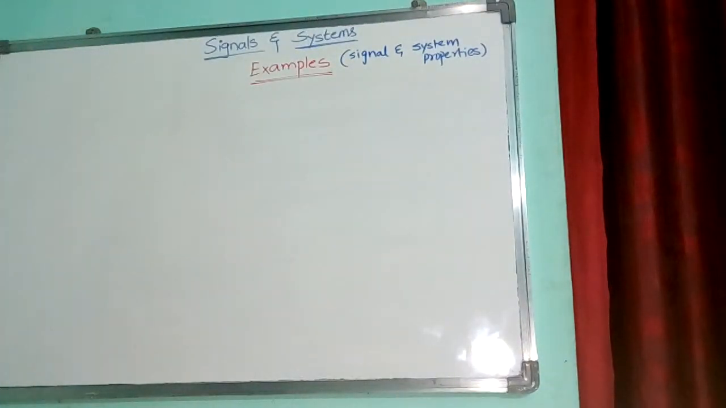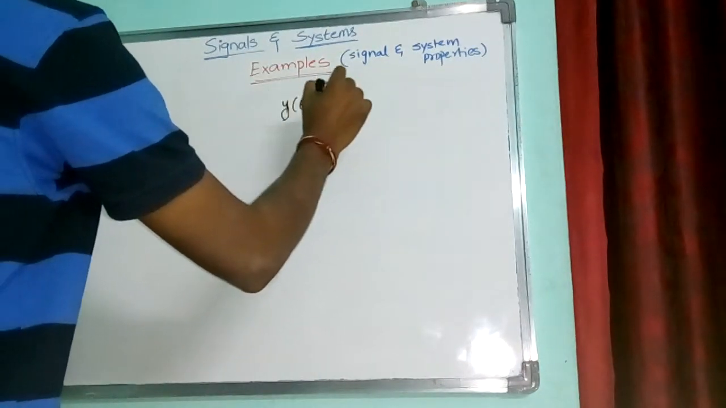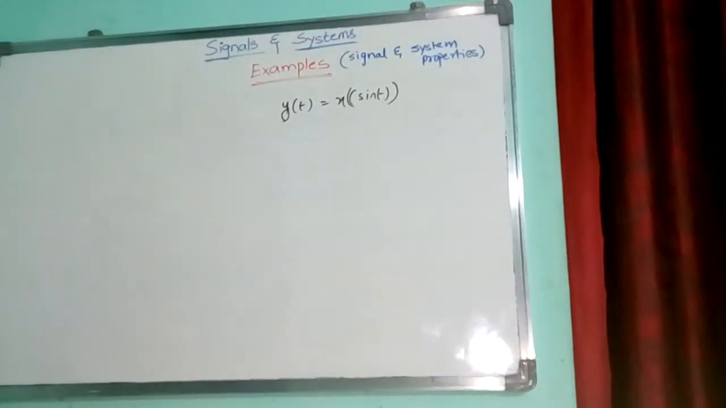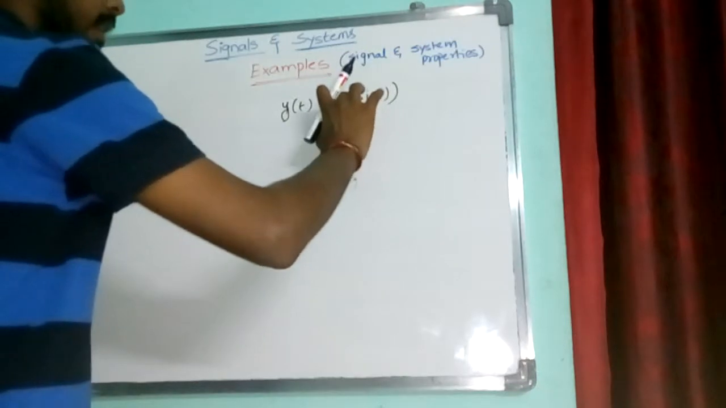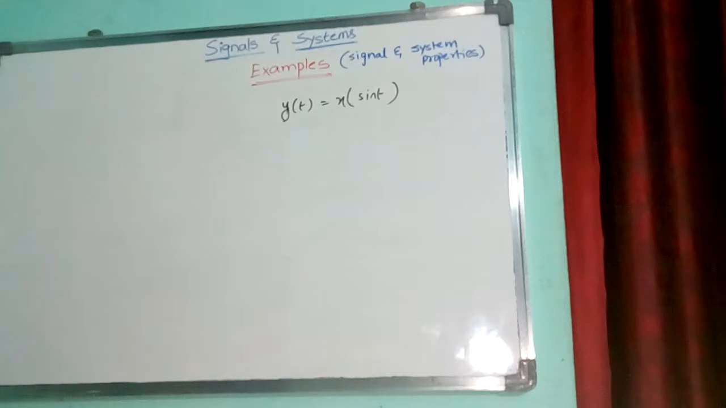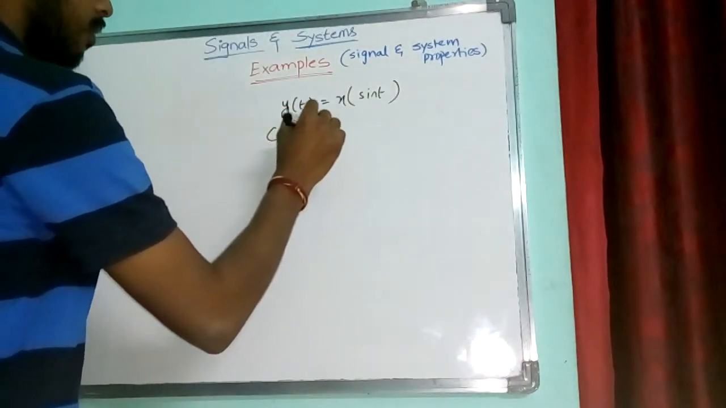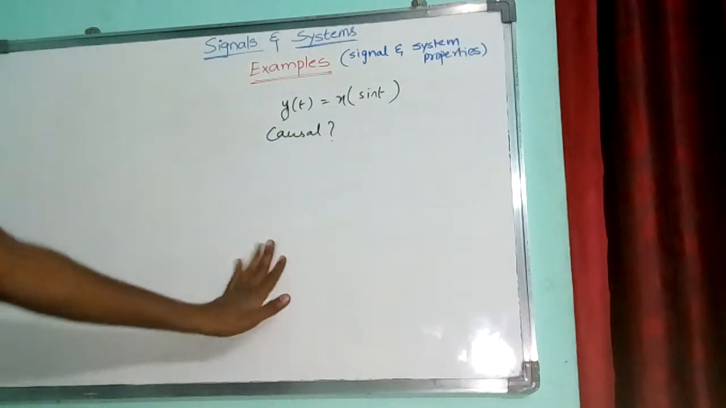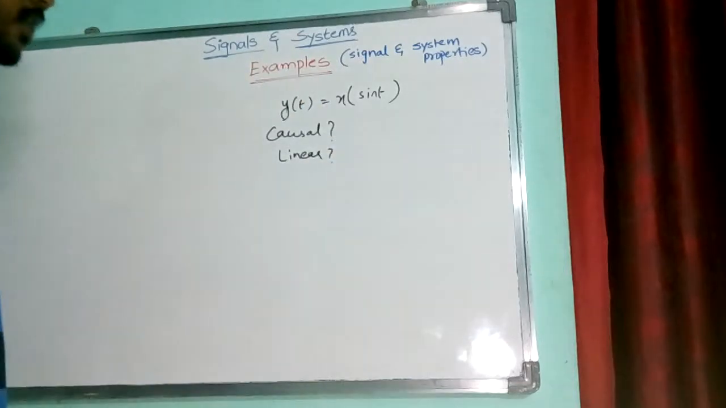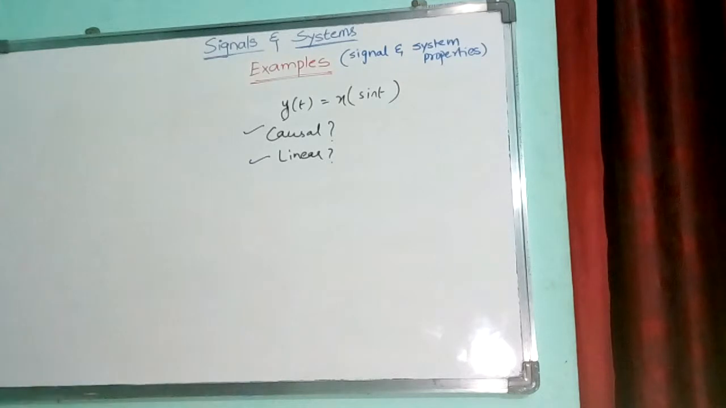Next question is y of t equals x of sin t. If you take x of t, they are given x of sin t. So they are asking whether the system is causal and whether the system is linear. Okay, two questions. This is the equation given. They are asking whether the system is causal or linear.